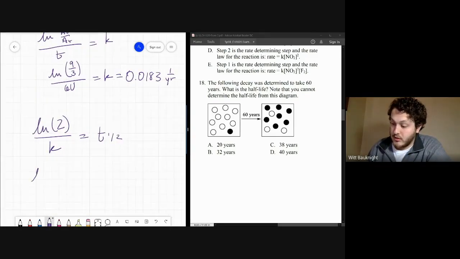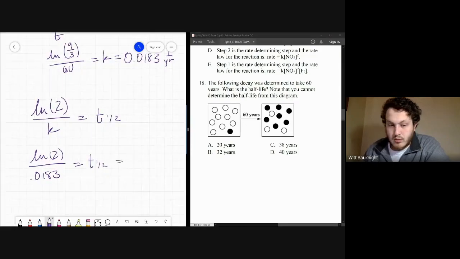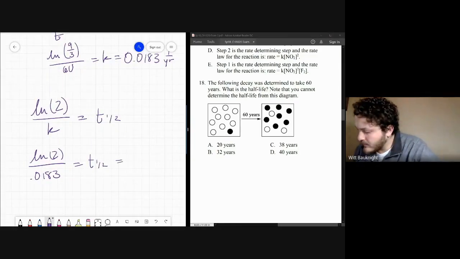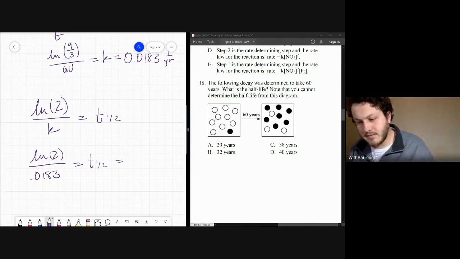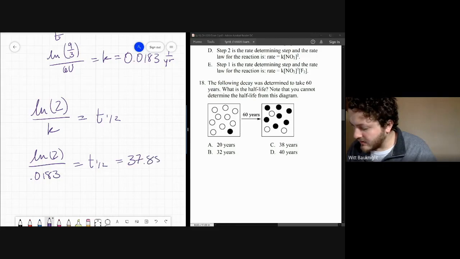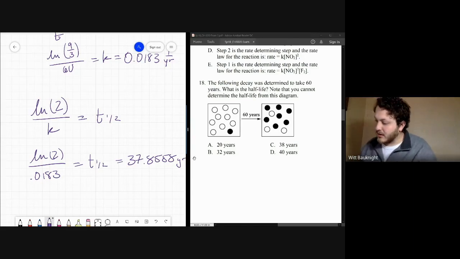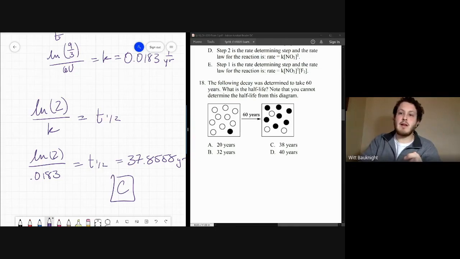So all we're going to do is ln2 over 0.0183 equals half-life. In my calculator, I got 37.8558 years. And that's going to be closest to answer C. So the answer in this case is going to be C. I'm going to take another quick break, and I'll come back.